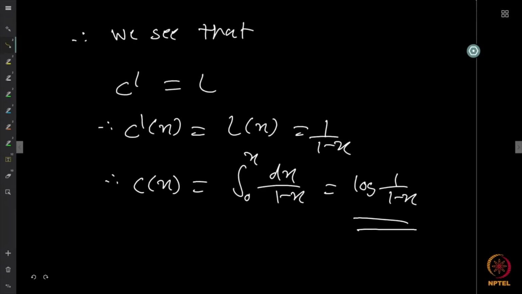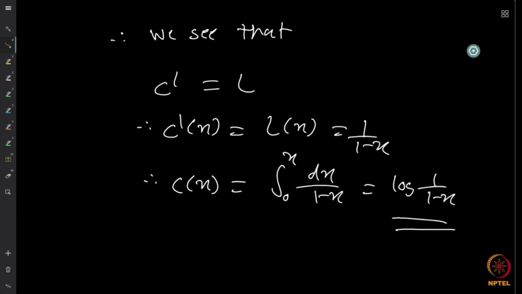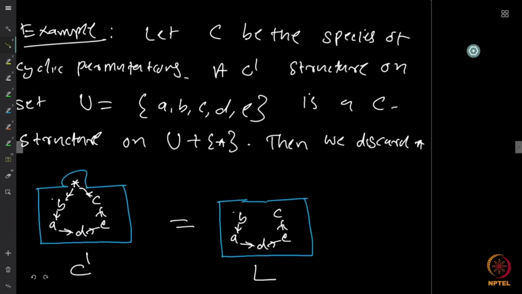So from this we can see that C prime of x is actually equal to L of x, which is 1 by 1 minus x, and therefore C of x must be the integral from 0 to x of dx by 1 minus x, which is log of 1 by 1 minus x. Again, we obtained the same result that we proved earlier using another method, using the derivative, right?